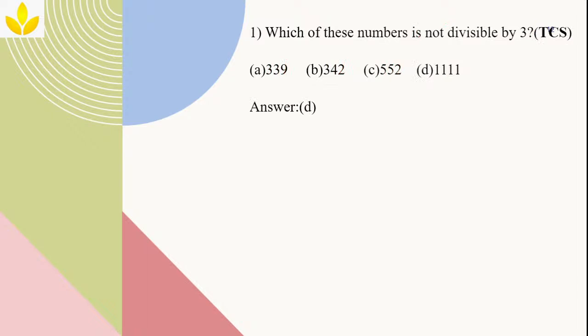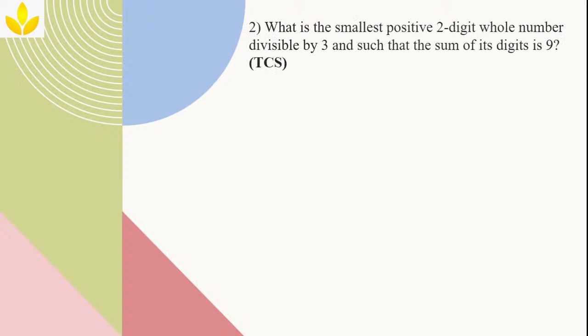Now, the first question we have taken is an easy question. Now let us go for a bit different type of question. Again it is easy but slightly different. Again this question we have taken from TCS. What is the smallest positive, okay, read the question properly. You have to go for the smallest and positive, which has to be a 2-digit number and a whole number. And that number should be divisible by 3 and such that the sum of its digits is 9. So there are almost 6 conditions here, and go for them one by one and you will get your answer easily.